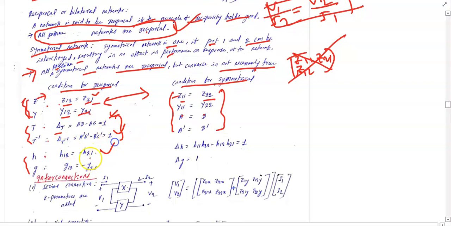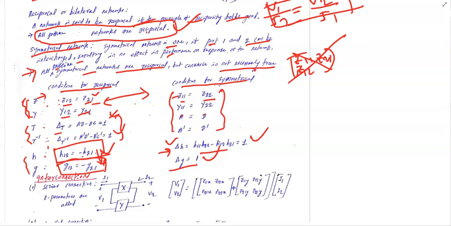Now come to the H. For H parameters, how can you know it is reciprocal? When H12 is equal to negative of H21. So you can say it is almost similar to the G parameter and Y parameter, but with a negative sign. As G is the inverse of H, obviously it follows the characteristics of the H. And H parameter is symmetrical how do you know? When the determinant of the H parameter matrix is 1. If it is 1, then it is symmetrical. Similarly, if the determinant of G parameters is 1, then it is symmetrical. Okay, hope it is very clear.